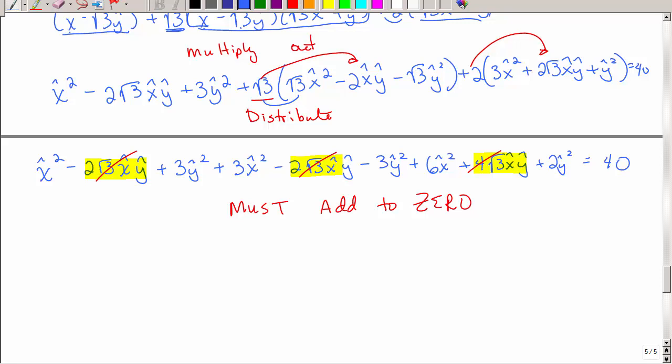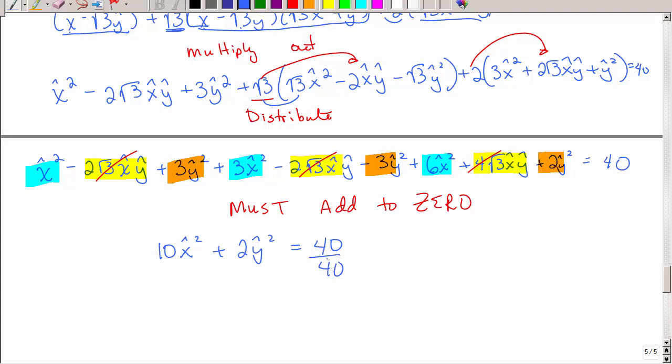Now I'm going to collect like terms. All right, so I have x squared here, here, and here. So that's 1 and 3 is 4, so that's 10. Then I'm going to look at my y squared terms, and that is 3 minus 3 is 0 plus 2, so that's a positive 2. Looking better. I already know that that's an ellipse because both variables are squared and both coefficients are positive. Let's put that in standard form. So I'm going to divide by 40.